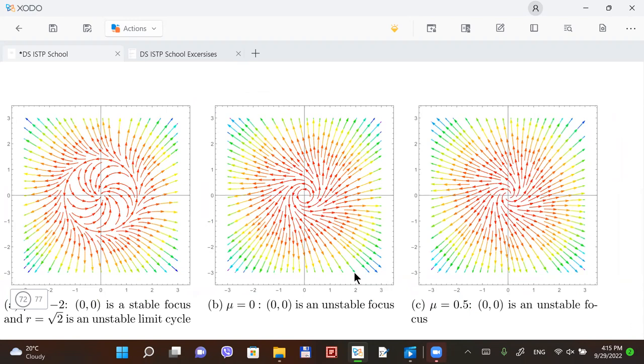Okay, now we have the unstable limit cycle. Do you see? Yes, the origin is stable. At the bifurcation value, the origin becomes an unstable fixed point, and after the bifurcation, the limit cycle disappears, and we have only the unstable fixed point.